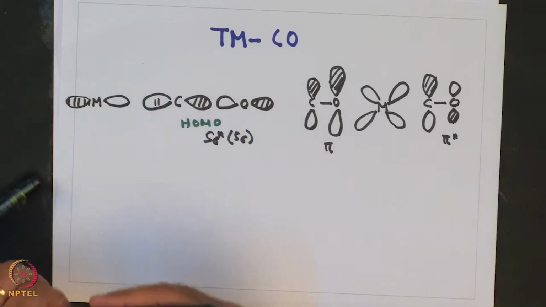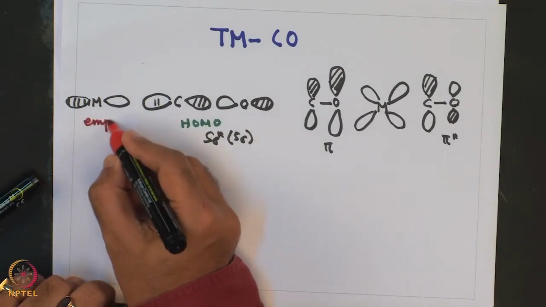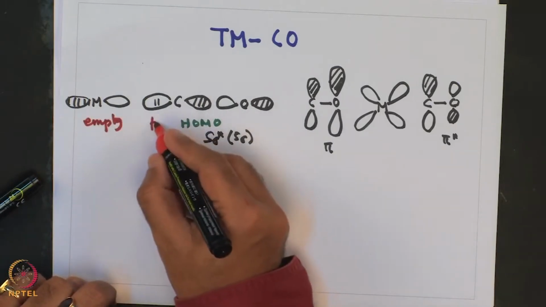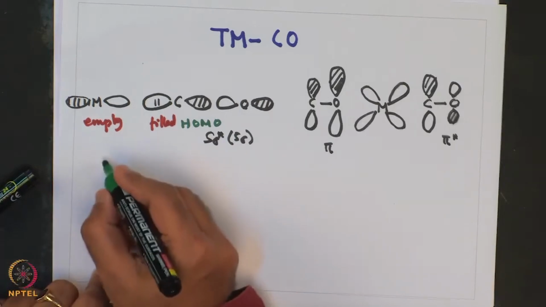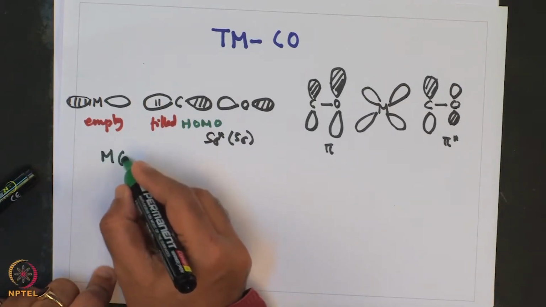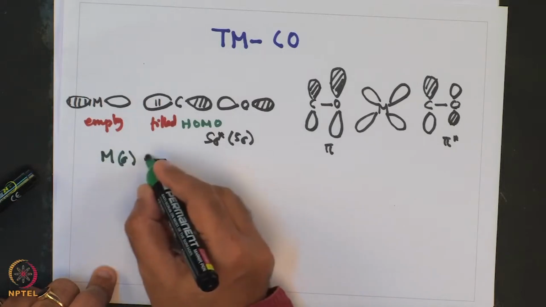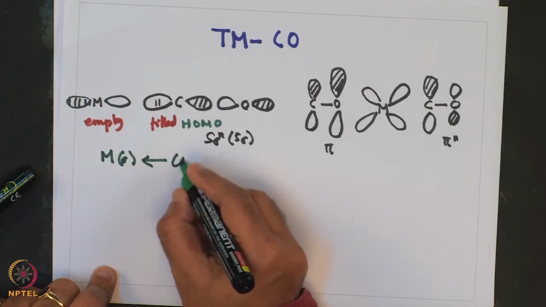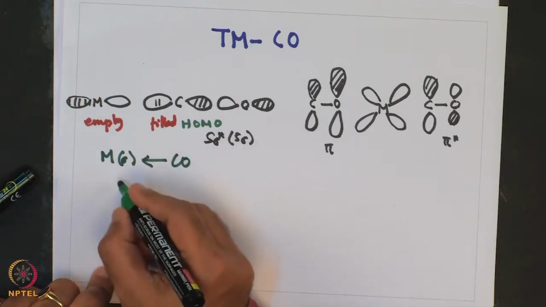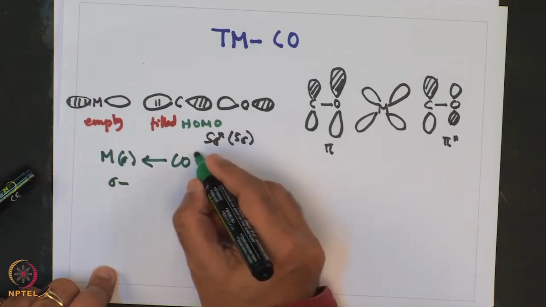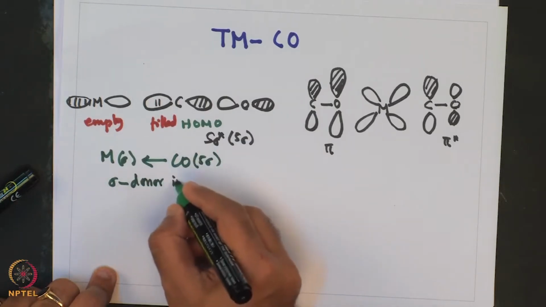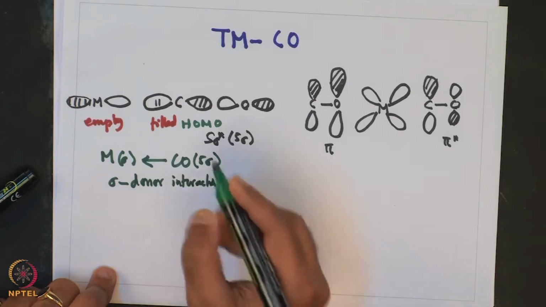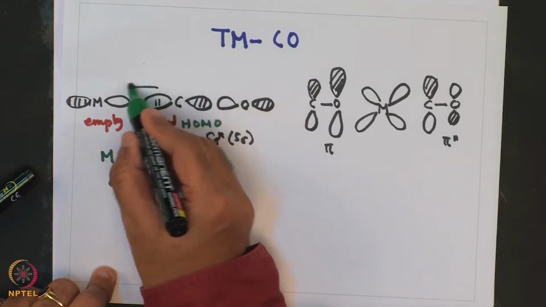So, this is empty and this is filled, and this is often referred to as CO to metal sigma, or the sigma donor interaction, where the interaction is happening over here.